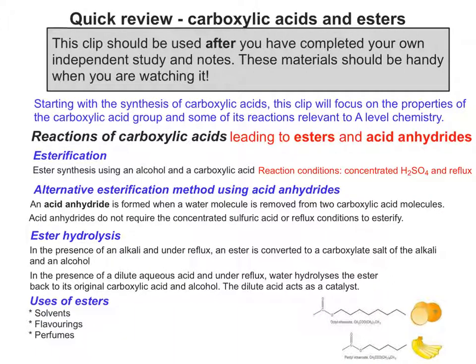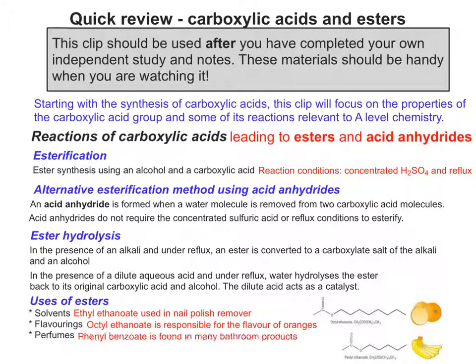So let's finish off with a look at some of the uses of esters. We've got solvents. An example might be ethyl ethanoate used in nail polish remover. We've got octyl ethanoate, for example, being responsible for the flavour of oranges. And phenyl benzoate is a perfume that's found in many bathroom products. So if you have a look on the labels of perfumes and shampoos and things like that, you'll definitely find it there. So this brings us to our end of the review on carboxylic acids and esters.